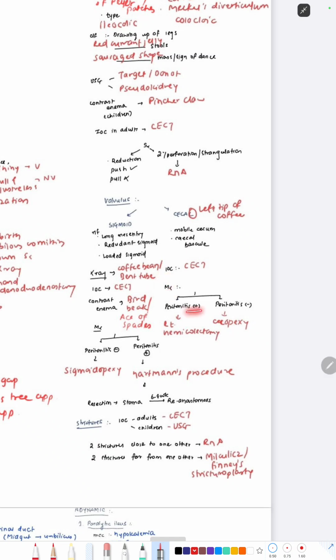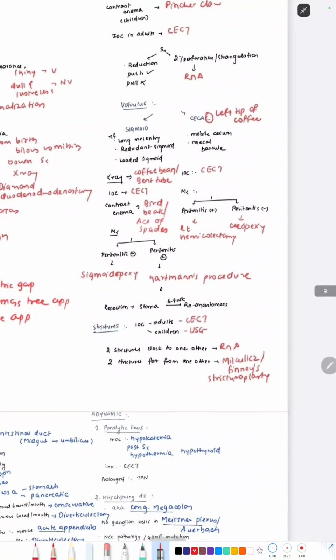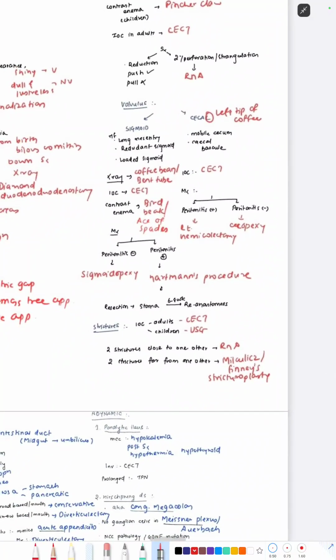Management for cecal volvulus is: if peritonitis is present, right hemicolectomy. If peritonitis is absent, then go for cecopexy. Then strictures. The investigation of choice in adults is the CECT. In children, it is ultrasound. If the two strictures are close to one another, resection and anastomosis of that segment. If the two strictures are far apart from each other, then in that particular case, go for stricturoplasty, which is either a Heineke-Mikulicz stricturoplasty or the Finney stricturoplasty.